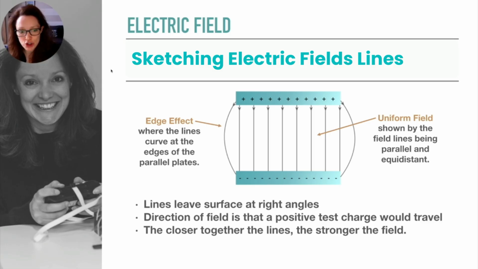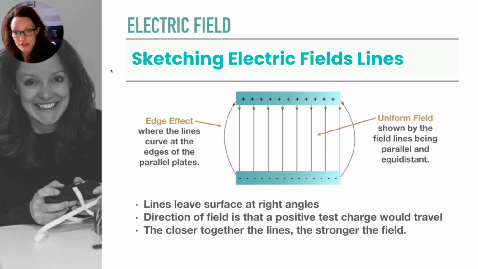What you should make sure you do when you're drawing a uniform field is that the lines should still leave the surfaces at right angles. If you look at my positive plate there, you'll see that the line leaves the surface at a right angle. The direction of the field is still the direction that a positive test charge would flow. So if we held a positive test charge in this field, it would be immediately repelled from the positive and attracted towards the negative.